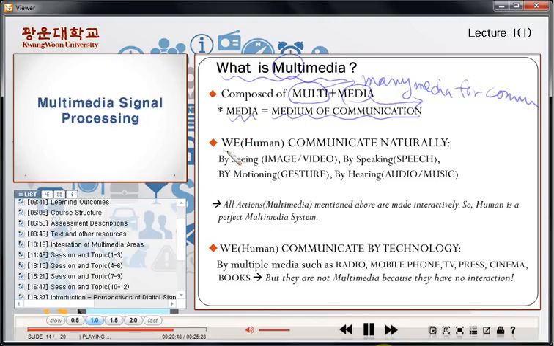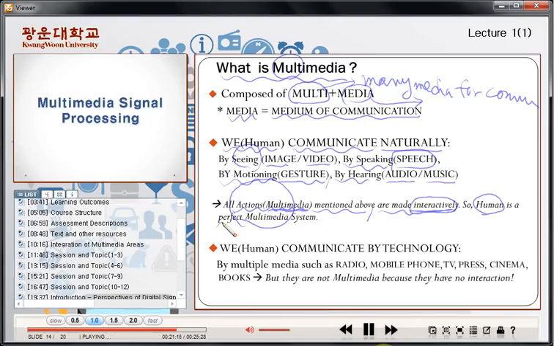So we, humans, communicate naturally by seeing images or video, by speaking, by speech, by motioning gestures, and by hearing audio and music. And all these actions, which means multimedia, mentioned above, are made interactively in two-way directions. So, human is a perfect multimedia system. And also, we humans communicate by technology, by multiple media such as radio, mobile phone, television, press, cinema, and books. But they are not multimedia because they have no interaction.